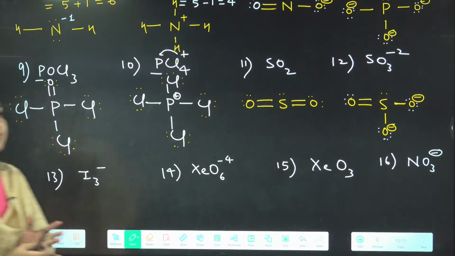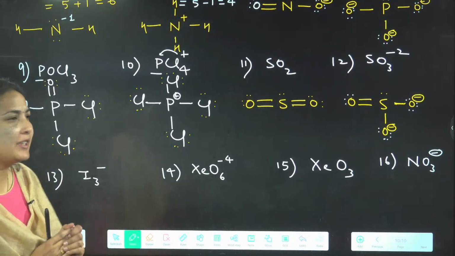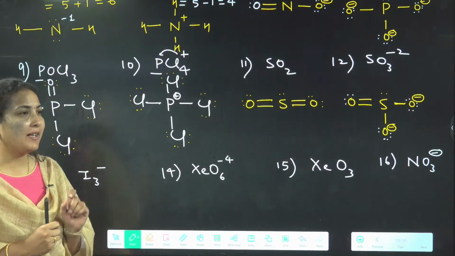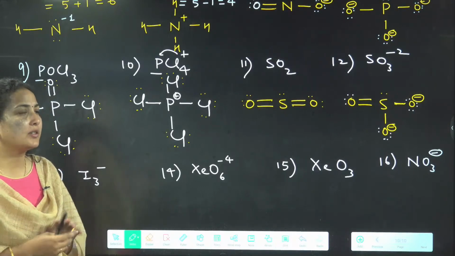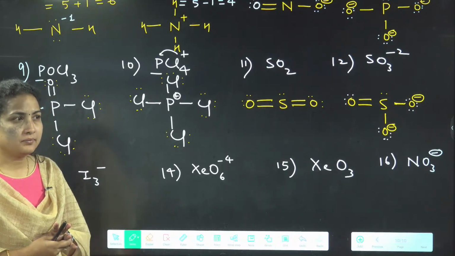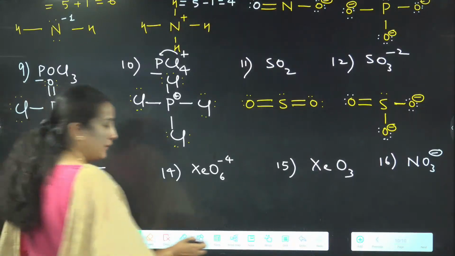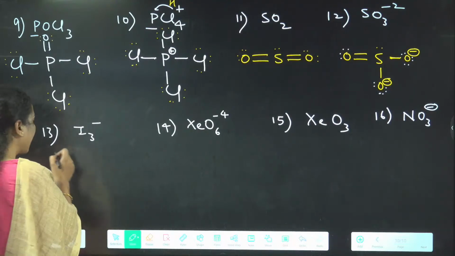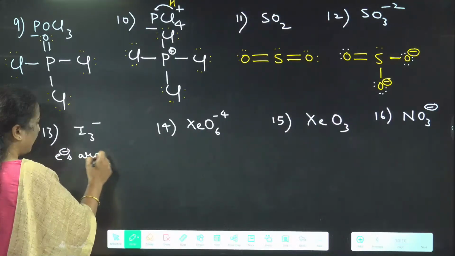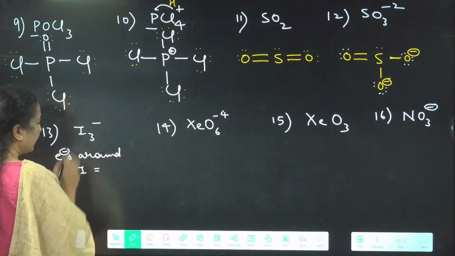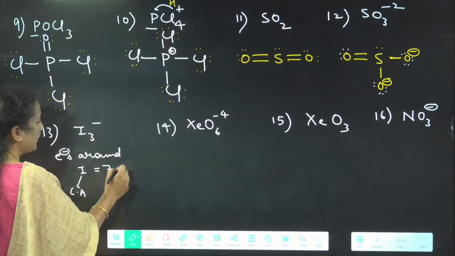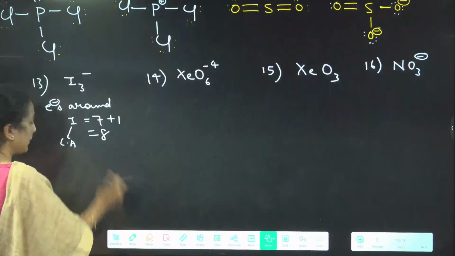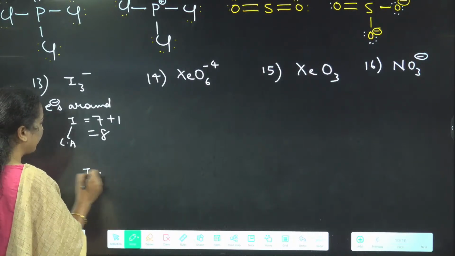Yes, are we done? Except 13. For 13, I'll give you an idea. Here you are having I3 minus, right? I3 minus means I is the central atom and 2 iodines are the surrounding atoms there. So in this case, I is the central atom. How many electrons around iodine, by the way, which is the central atom which I am treating? 7 plus 1 because of the 1 minus charge, 8, right? Now there are 2 iodines which are the surrounding atoms.